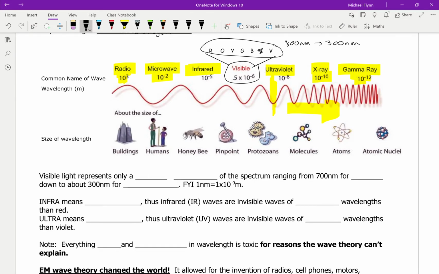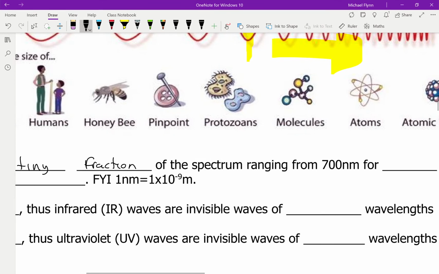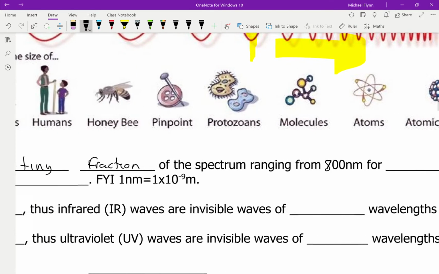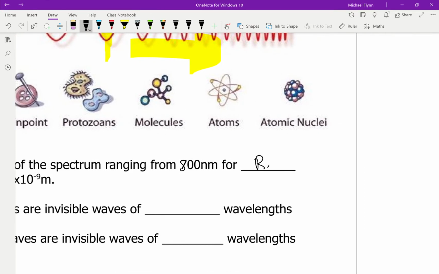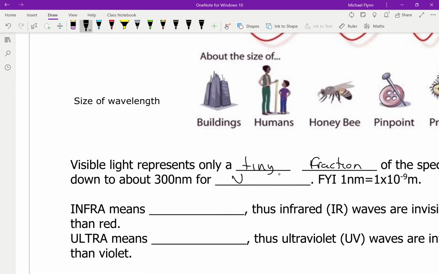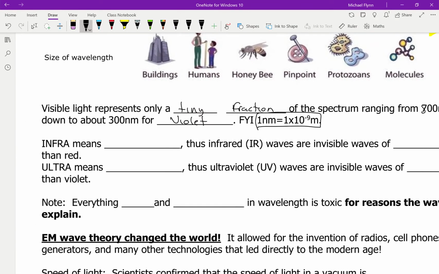Now, visible light only represents a tiny fraction of the full spectrum, ranging, I'm going to correct that, from 800 nanometers for red wavelengths down to about 300 nanometers for violet. One nanometer is 10 to the minus 9 meters, so that's a billionth of a meter. So these are very, very small quantities.